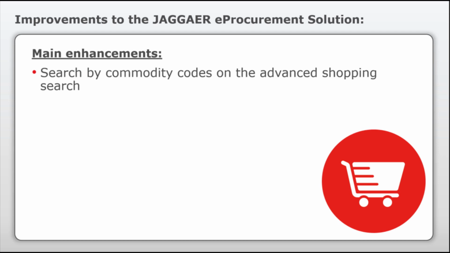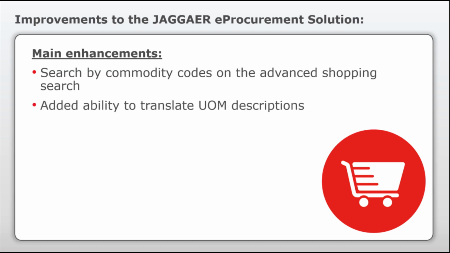In terms of the main enhancements to the e-procurement solution, we introduced the ability to search by commodity codes on the advanced shopping search. So you can search for products and services within the shopping area based on your own company commodity codes. We also introduced the ability not only to enable units of measurement at customer organization level, but also the ability to translate the unit of measurement descriptions into the different languages that JAGGAER supports.